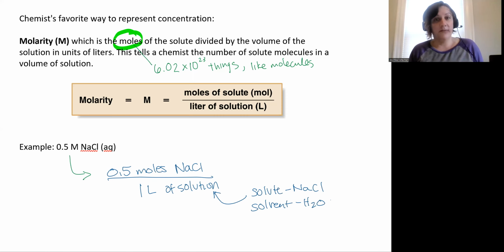And we can use this information to then say, if I have a solution of this concentration and I take a small amount of it, I can calculate the exact number of sodium and chloride ions that would be in that solution.